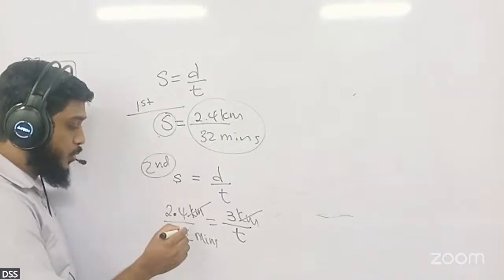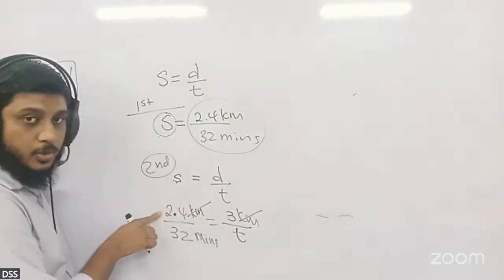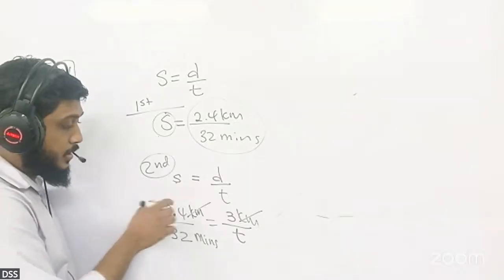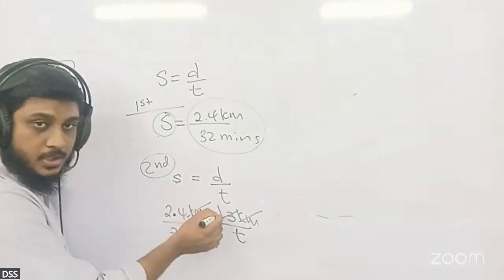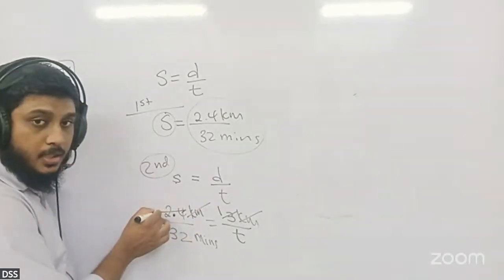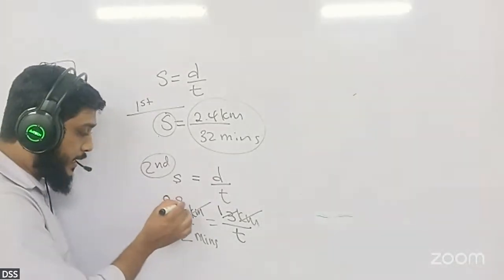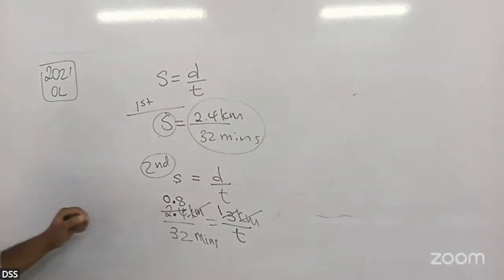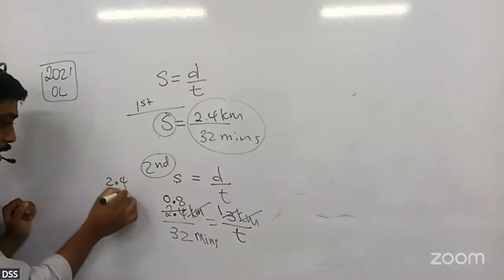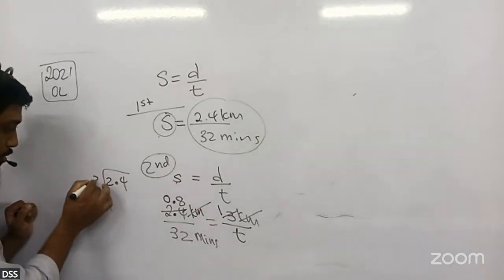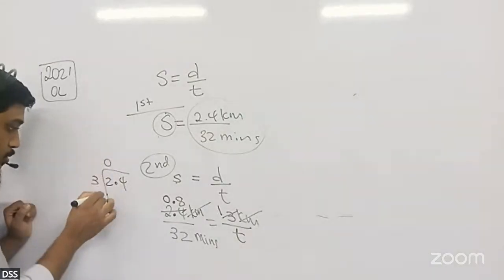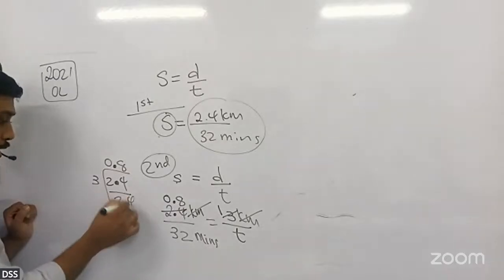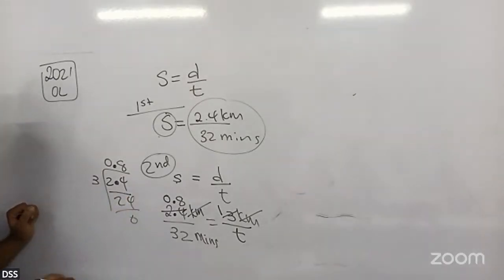And if you know 3 and 2.4 are divisible, you should know, because 3 into 8 is 24. Just divide by 3: 2.4 divided by 3 means 0.8. That is 0.8. Some people, if you can't divide, I'll show you. For 3 there is nothing, 0. Put the point. Then go for 24, there are 8. Then 24, 0.